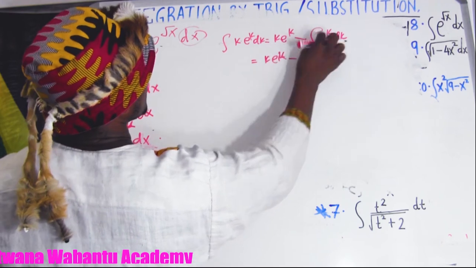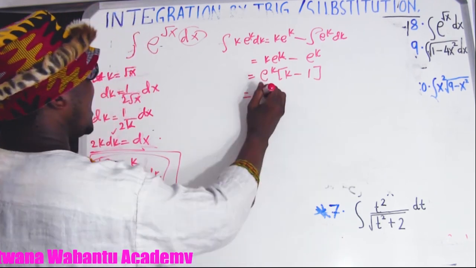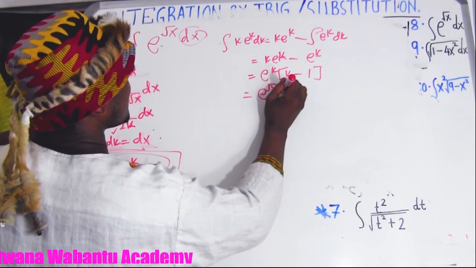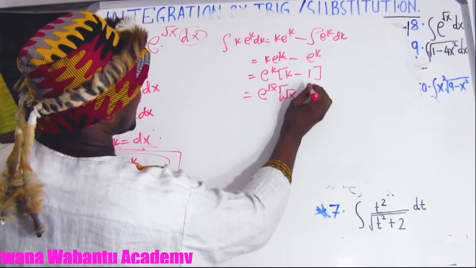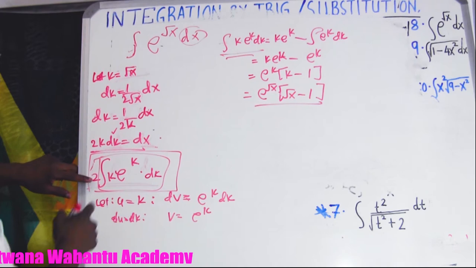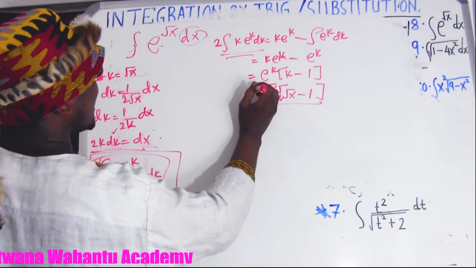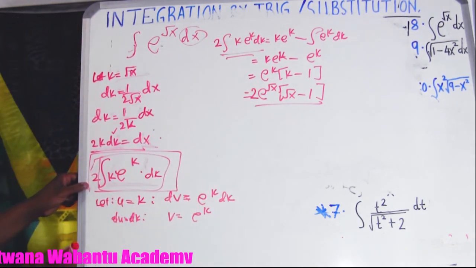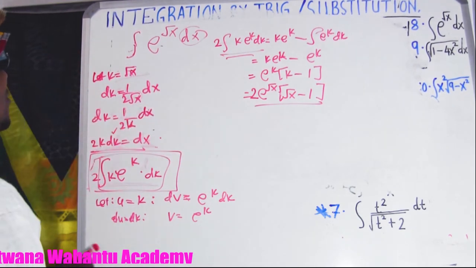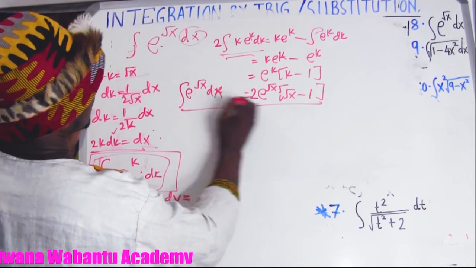I can take e to the k out, left with k minus 1. But what is my k? My k is square root of x. So e to the square root of x times square root of x minus 1. But remember, we want two of these, so the 2 goes here and everything else goes with it. So now the integral of e to the square root of x dx equals this one right here.